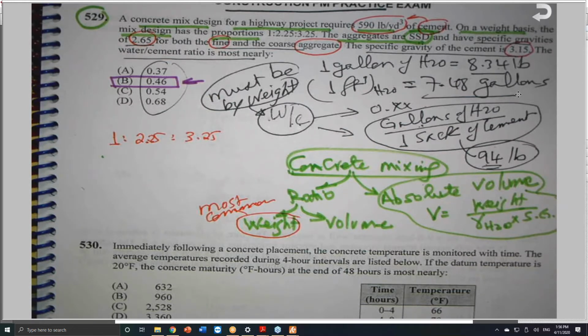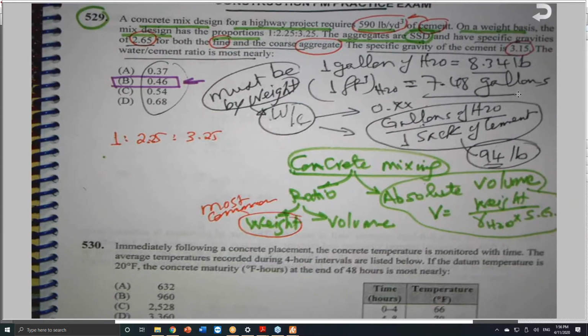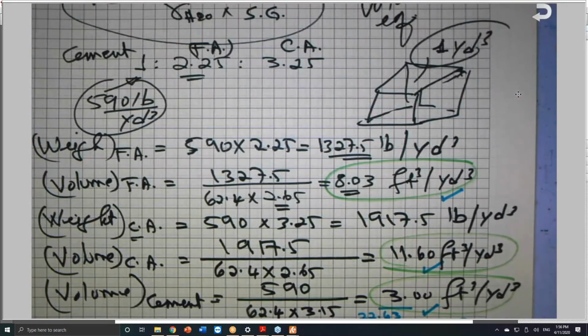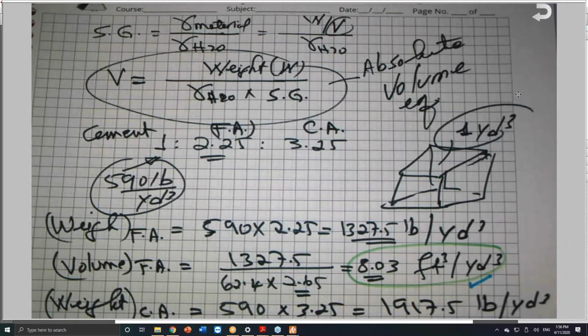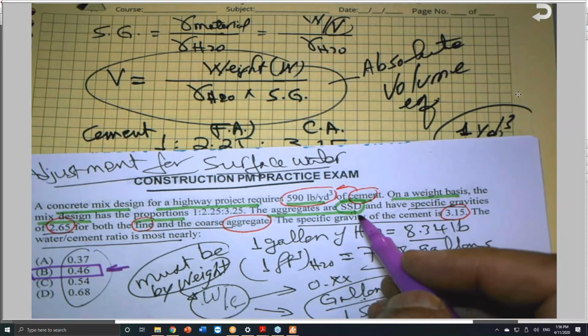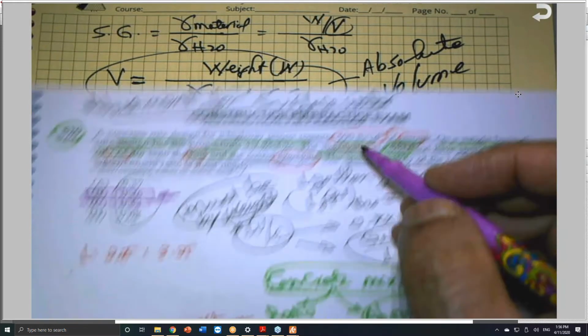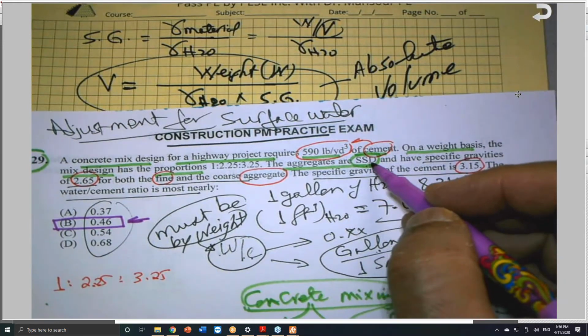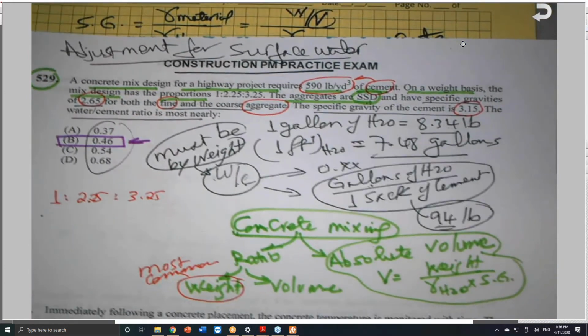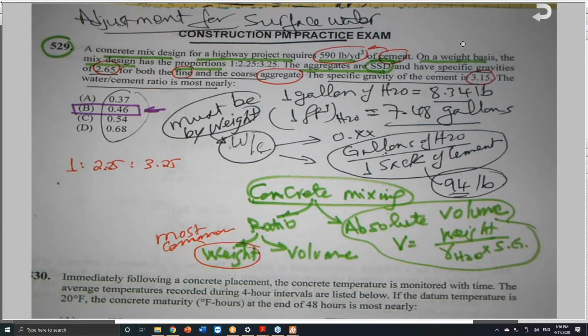Makes sense? Easy stuff? Any question about this? This is without any adjustment for surface water. This is a very easy problem. In fact, the moment that he tells us the aggregates are in the SSD, I call this a gift. The adjustment for surface water, I will cover it, because I need you to be aware of that.